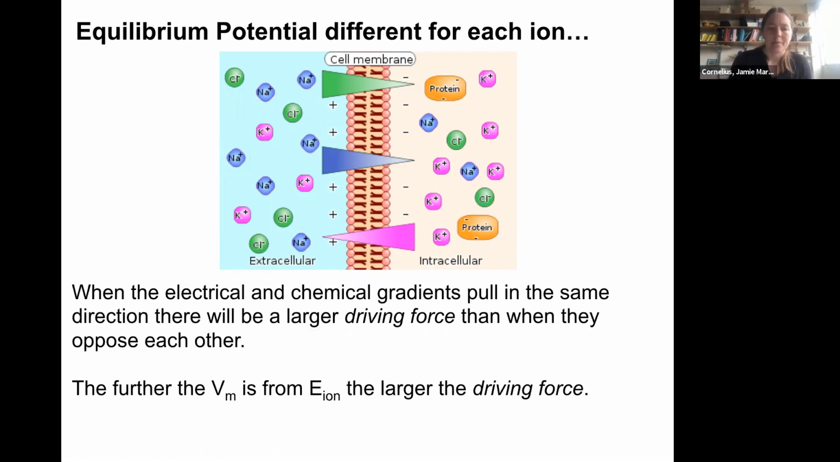When the electrical and the chemical gradients pull in the same direction, that means there's going to be a really large driving force. And what that just means is how strongly the ion is going to move. When those two gradients favor movement in the same direction, you're going to have a really big driving force. But of course, that depends on what the electrical gradient is like inside the cell. And we know that the membrane potential can and does change depending on what's going on in the neuron. So essentially, the further the membrane potential is from the equilibrium potential of the ion species, the larger the driving force.